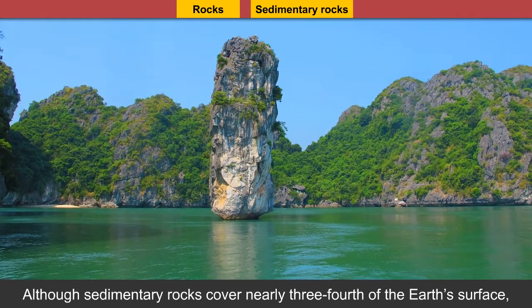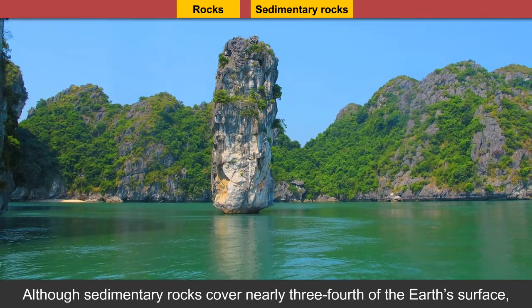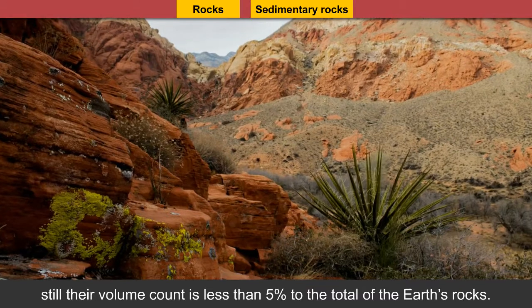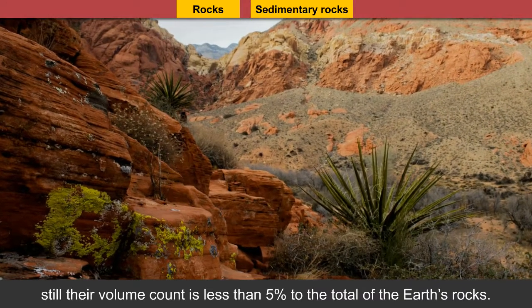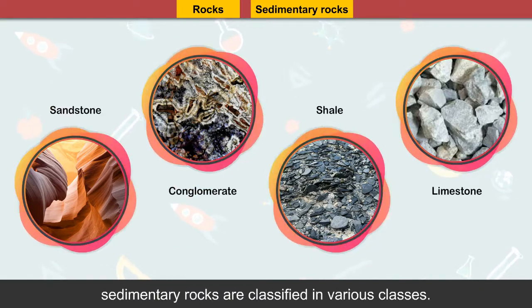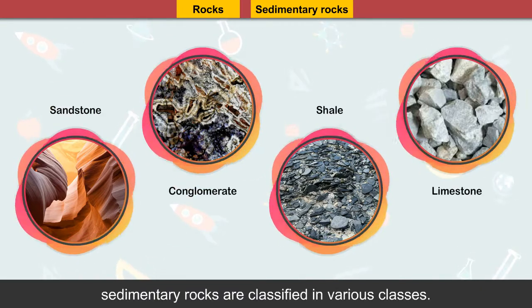Although sedimentary rocks cover nearly 3/4 of the Earth's surface, still their volume is less than 5% of the total of the Earth's rocks. Based on their chemical composition and nature, sedimentary rocks are classified in various classes.